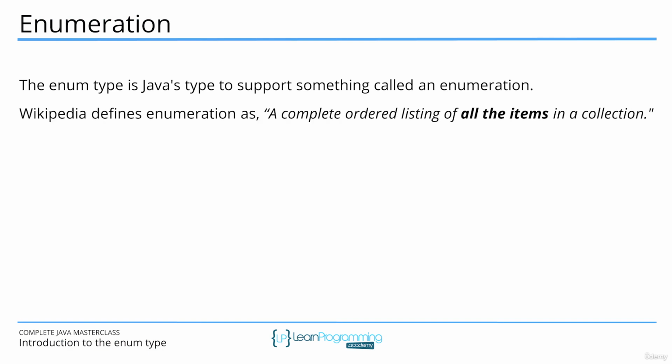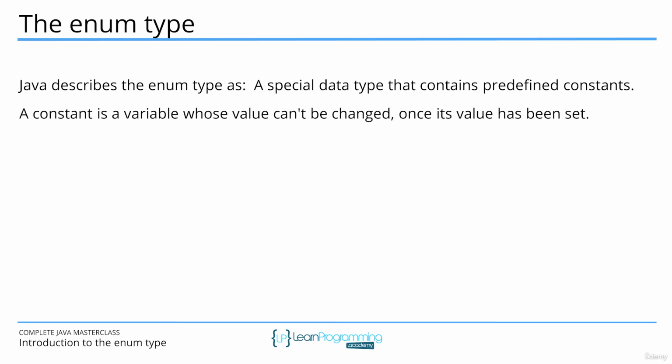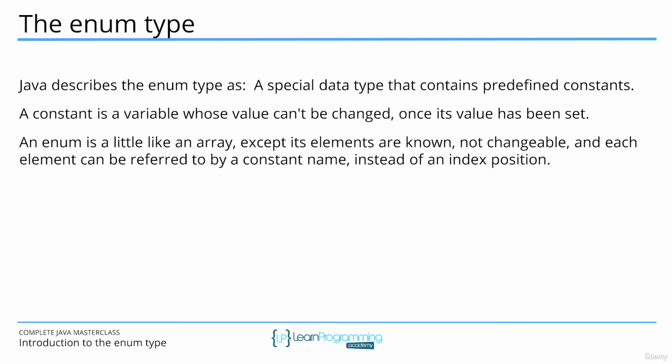Wikipedia defines enumeration as a complete ordered listing of all the items in a collection. The distinction here is on the phrase all the items. Java describes the enum type as a special data type that contains predefined constants. A constant is a variable whose value can't be changed once its value has been set. An enum is a little like an array, except its elements are known, not changeable, and each element can be referred to by a constant name instead of an index position.